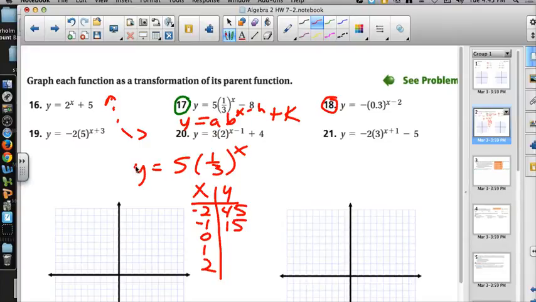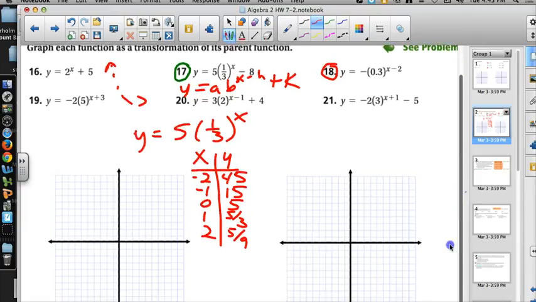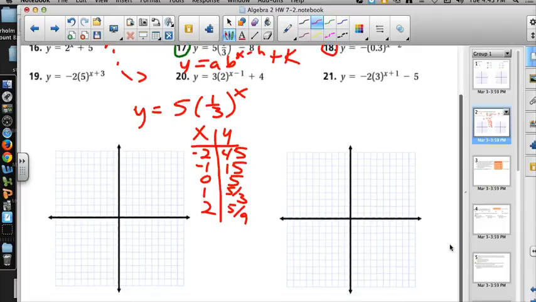And then anything to the zero power is going to give us 1, but again, we know it's going to be 5 times 1, so 0, 5. And then you put a 1 in there and you get 5/3. And you put a 2 in, and when you square 1/3, you get 1/9, so this will be 5/9. And we can see that things are getting smaller and smaller there. So this one is the one that we're going to put on dashed or dotted.